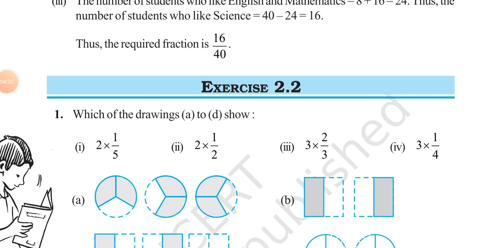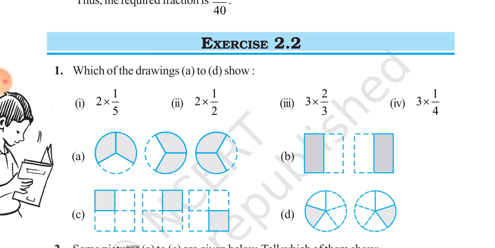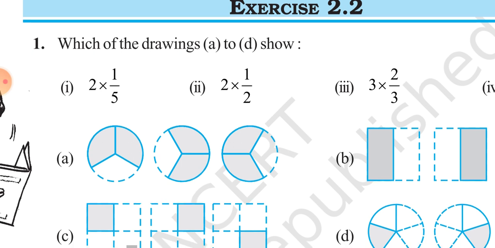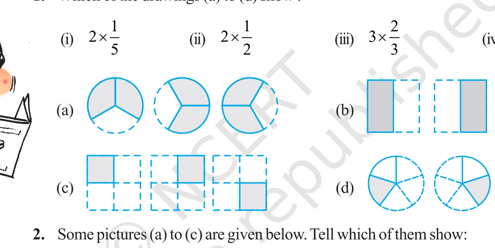Exercise 2.2, question number 1. Which of the following A to D shows 2 multiplied by 1/5? Students, in this you have to match the correct answers. 2 multiplied by 1/5 means there will definitely be two figures in which 1/5 part will be shaded. First of all, look for the two figures. It is option B and D.